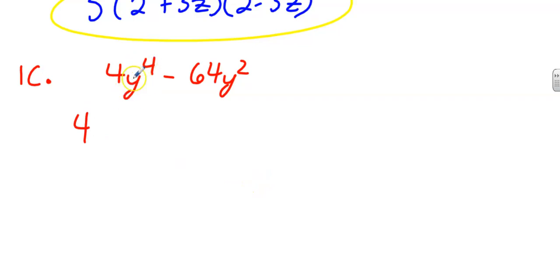Since this is y to the 4th and y squared, you always take out the smaller amount of y's, which would be y squared. So 4 divided by 4 is 1. Y to the 4th divided by y squared would leave you with y squared. 64 divided by 4 is 16. When you take out the y squared, you're left with y squared minus 16.